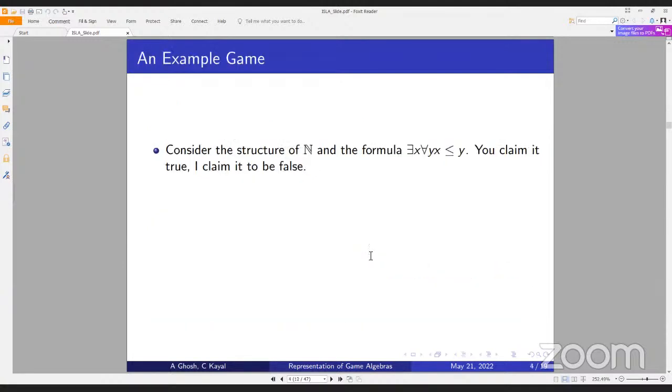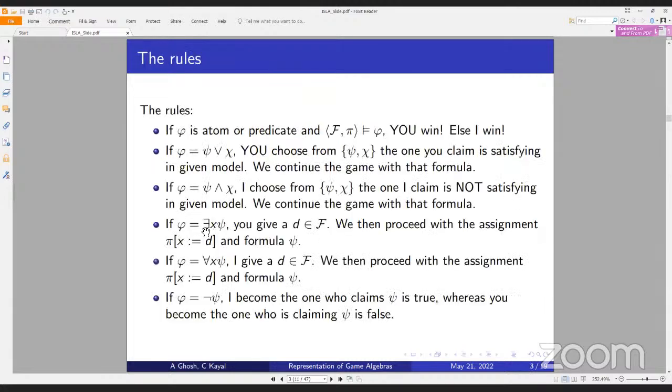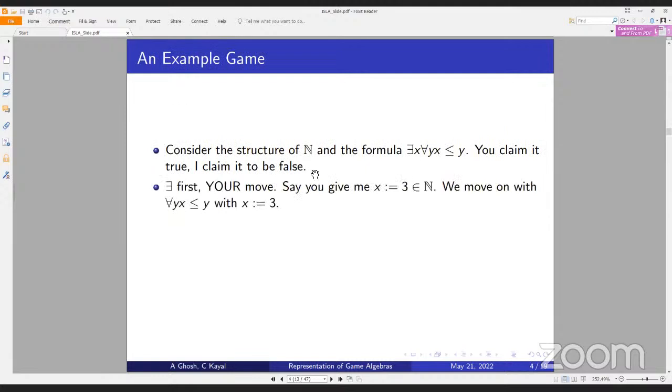So let's take an example. Say the given structure is the natural numbers, and here by natural numbers I mean we are including 0 as well. And we are given this formula: there exists x for all y, x less than or equal to y. Say you are claiming it to be true, and I'm claiming it to be false. According to the rules, the first thing is there exists, so it's your move. You give me a domain value, x equal to 3. So you're saying that when we assign 3 to x, we move on with the rest of the formula, for all y, x less than or equal to y, and the whole formula will be true.